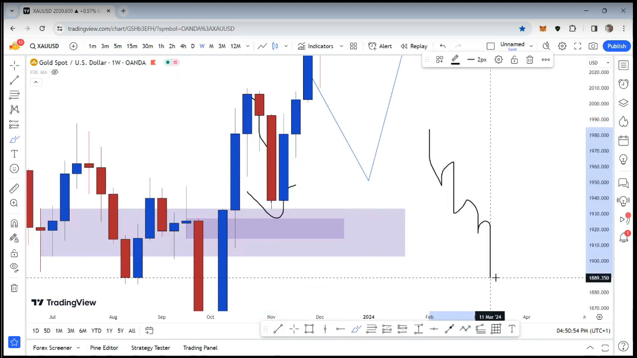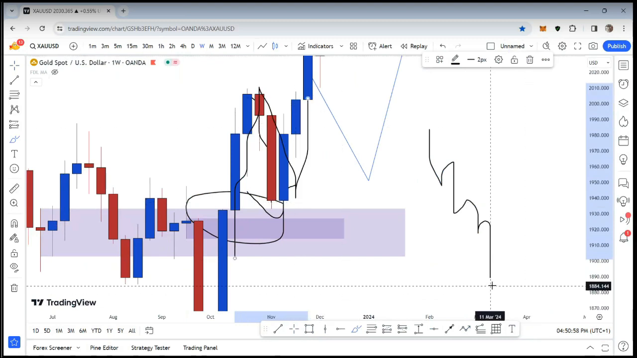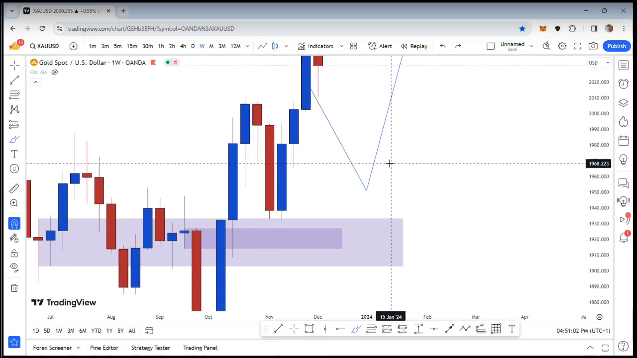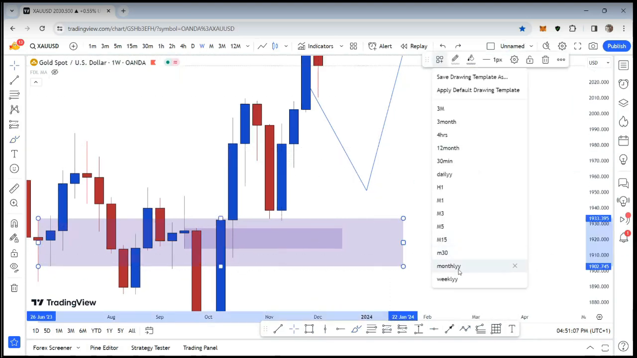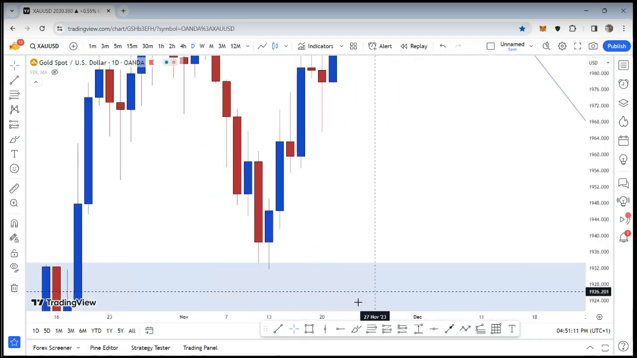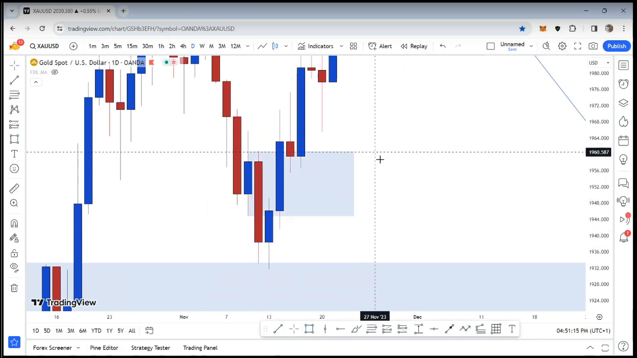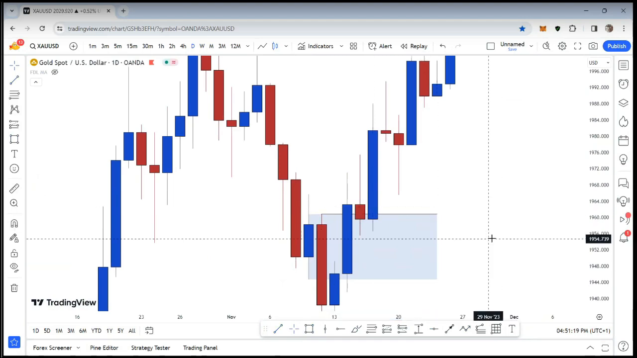So for price to respect this weekly push, we need daily to actually align with the movement of the market. And so if you go from the weekly time frame to the daily time frame, you can see that this was a break of structure here. Can you guys see that?